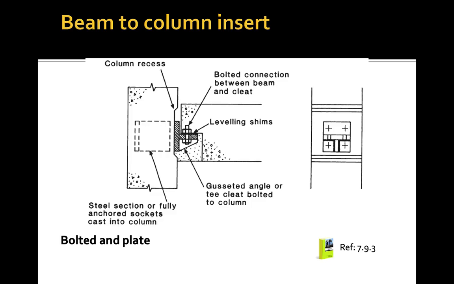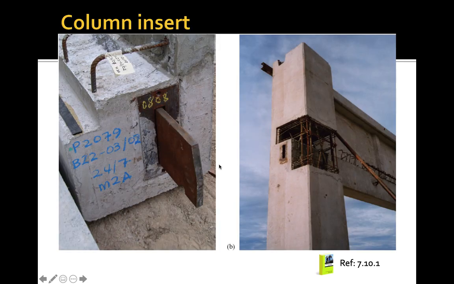This is another one, whereas we have bolted end plate. So we are going to have this plate, and we are going to bolt these two elements together. So we can see that we have bolted connection between the beam and the cleat. So we are going to have to do a calculation in view of the number of bolts that we are going to use at this section. And we also have this section of fully anchored sockets that is cast into the column.